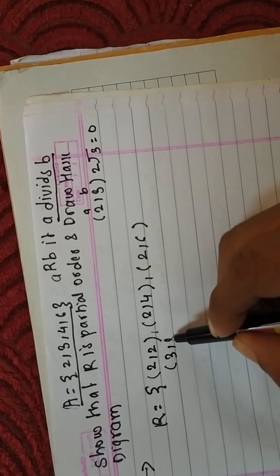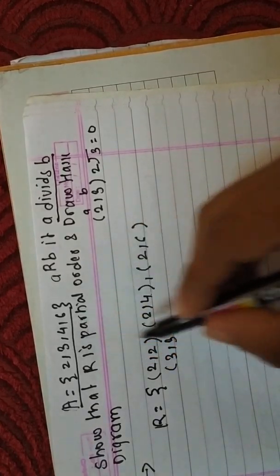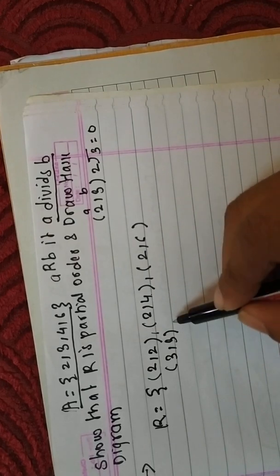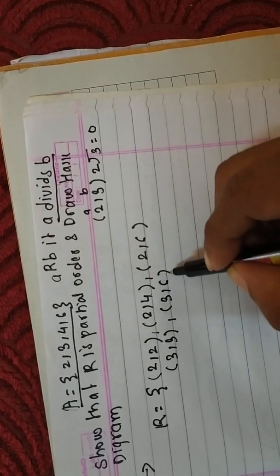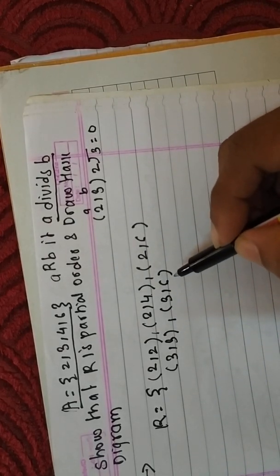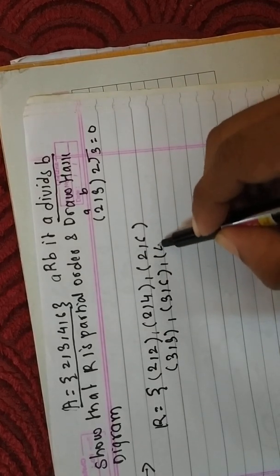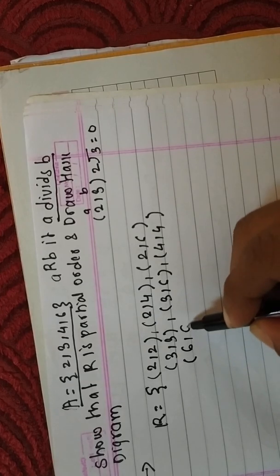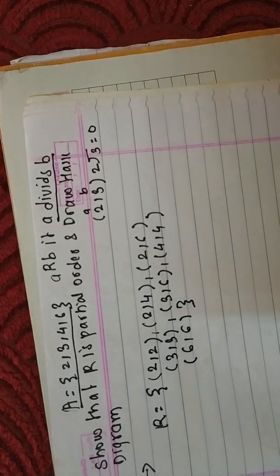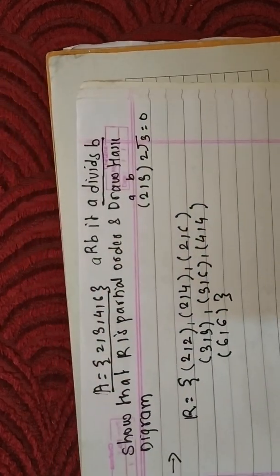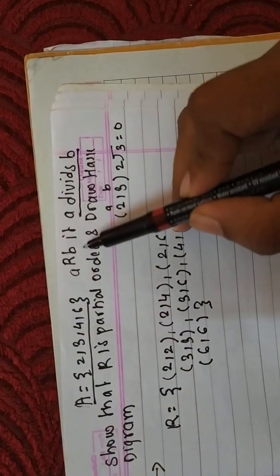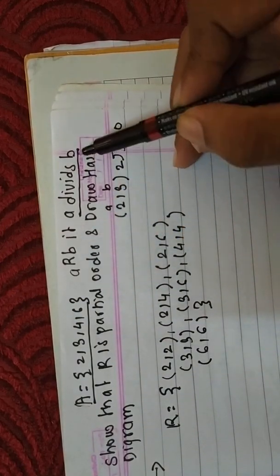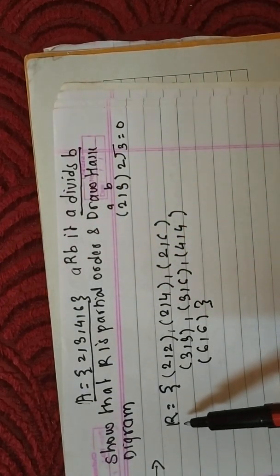Okay. Then let us take the next element. See, this element also we can add. Both are from set A, and 3 divides 3. Right. Then 3 divides 6 also we can add. Okay. Then next one is 4 divides 4, also we can add, and 6 divides 6, also we can add. Right. So from this condition, A divides B, we just try to find R.